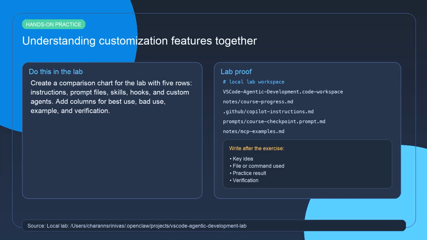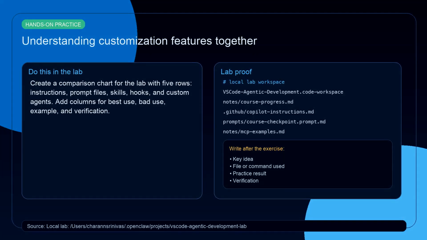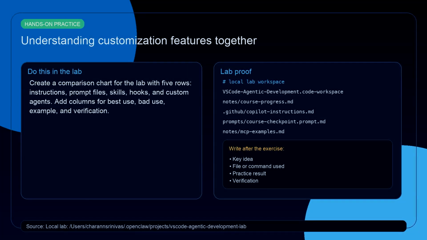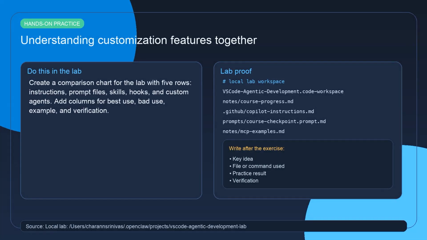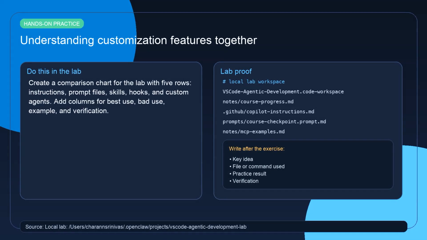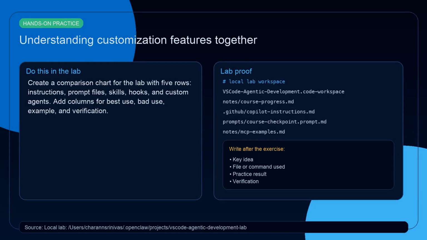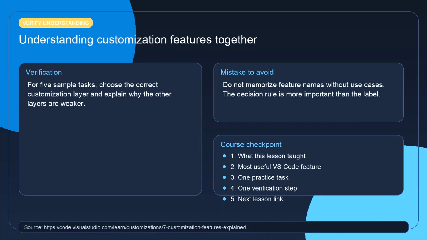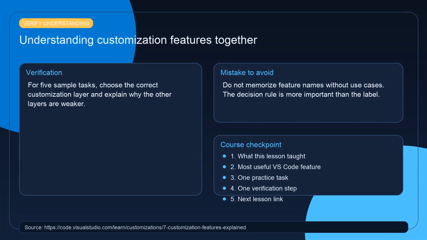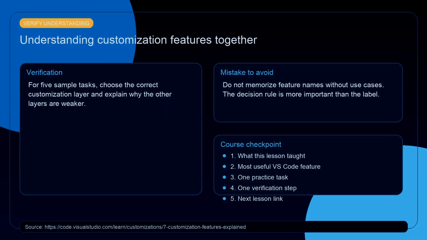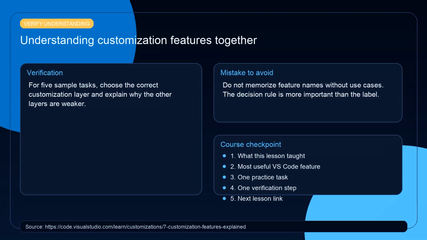Now make it practical. Create a comparison chart for the lab with 5 rows: instructions, prompt files, skills, hooks, and custom agents. Add columns for best use, bad use, example, and verification. Your verification step is this. For 5 sample tasks, choose the correct customization layer and explain why the other layers are weaker.